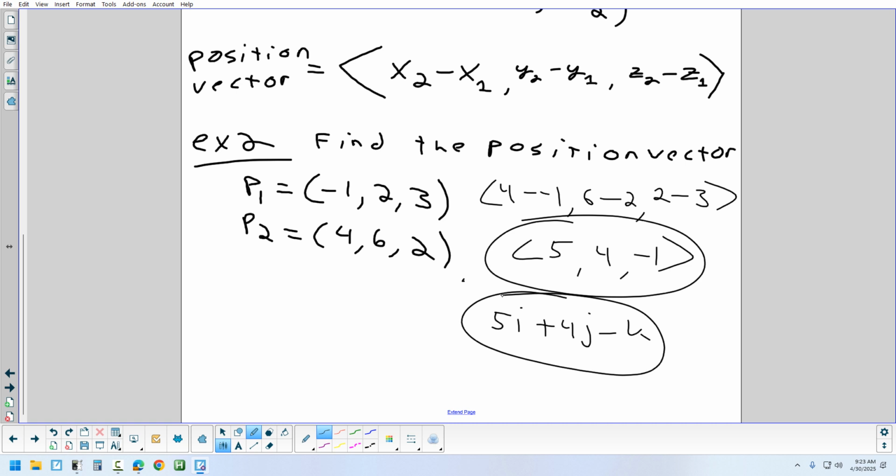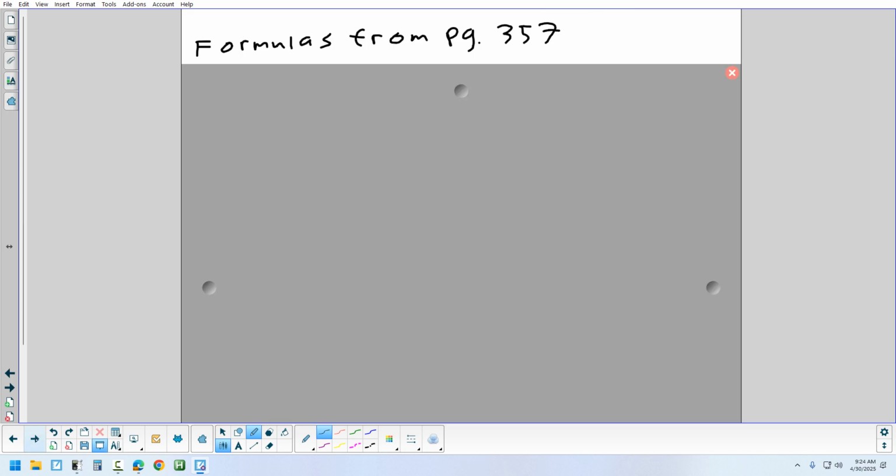So if you think of the i's, the j's, and the k's as building blocks, you're stacking 5 i blocks together, then you're stacking 4 j blocks together, and then you're stacking 1 k block that would go into the board, and then you'd be connecting where you started to where you stopped. And that would be what the vector looks like. So this one would go behind the board. Okay. Any questions on that? Okay, so that's position vector.